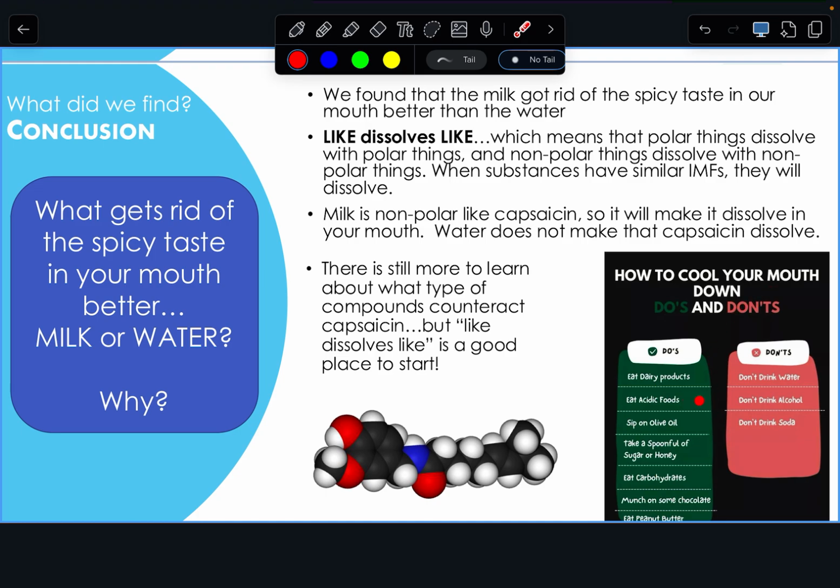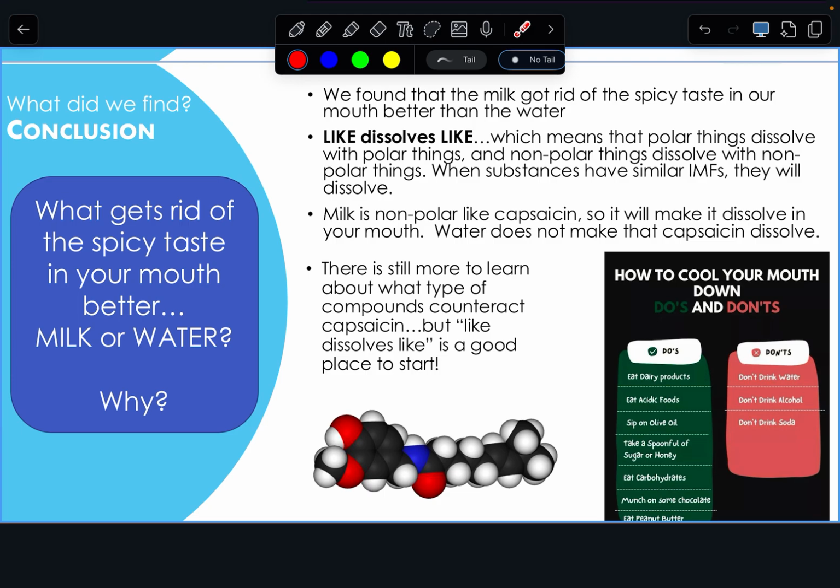They've got things about acidic foods. They've got things about carbohydrates. There's more to learn about this. There's actually a lot more science in the reason that these spicy foods go away in your mouth. But what we talked about was that fat molecules and fat-like molecules dissolve the capsaicin in your mouth.